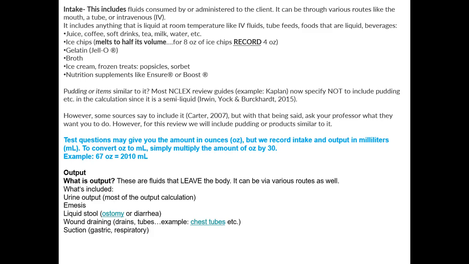You can't measure these, but if a person has a fever and they're sweating or putting out extra fluids, then you do have to consider that because they can become dehydrated easily, especially if the intake and output don't match, which we'll talk a little bit about on the next slide.